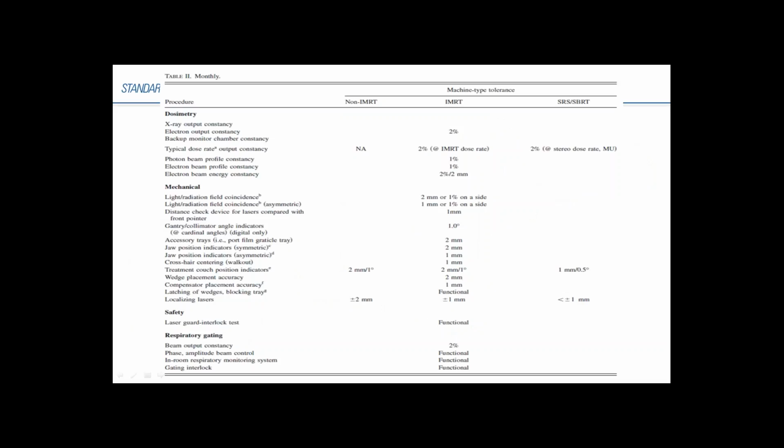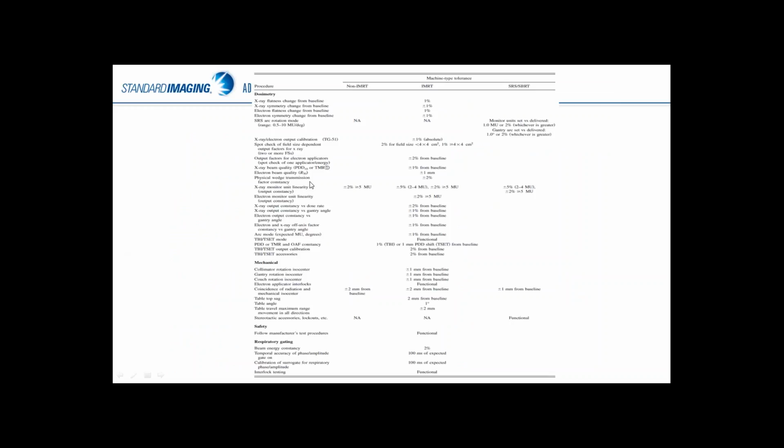And similarly, and more applicable to the Lucy Phantom, are the annual SRS requirements as outlined in Table 3 of TG142, where a rigorous study of all the mechanical elements, basically anything that moves, needs to be investigated, along with the various aspects surrounding dosimetry for any given SRS plan. And of course, the Lucy Phantom can assist us with all of these tasks.